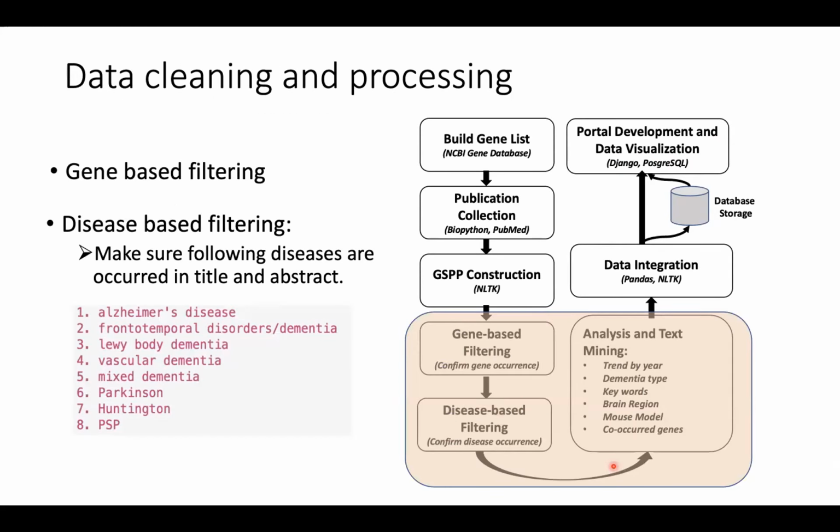After we have the original data, we did some filtering, as I mentioned earlier. The gene-based filtering makes sure that the gene name occurs in the title or abstract. The rationale is that if a gene is mentioned in the title or abstract, it is highly likely that it is talked about in the main body of the paper. But if the gene appears only in the main body, it is not very likely that the paper is about this gene's function or mechanism.